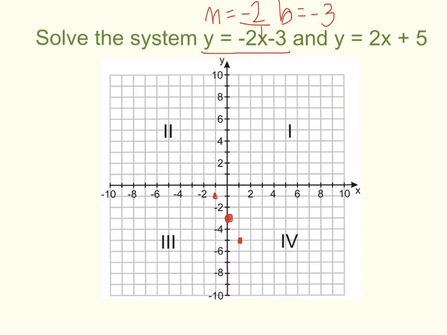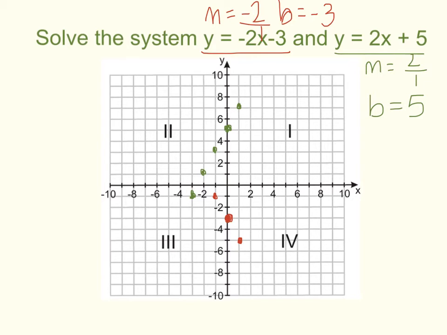Now in a different color, I'm going to graph this one here, where my slope is +2 over 1. My y-intercept is 5. So starting at 5, I'm going to go up 2 to the right 1, and I'm going to go down 2 to the left 1. So there's going to be my green line, or my second equation.